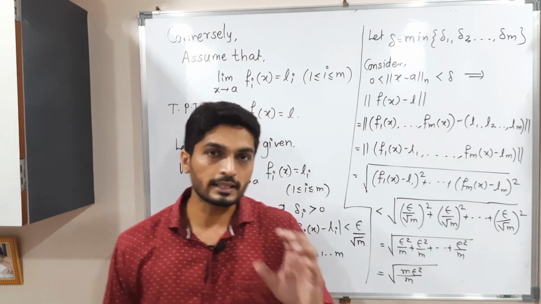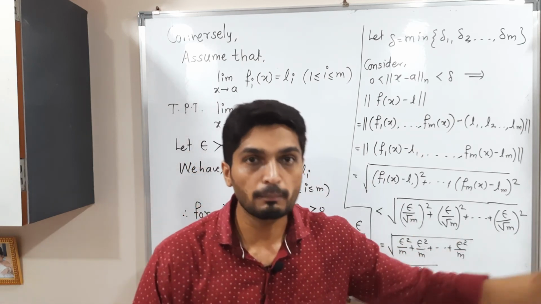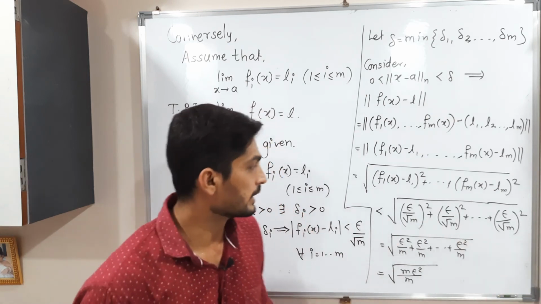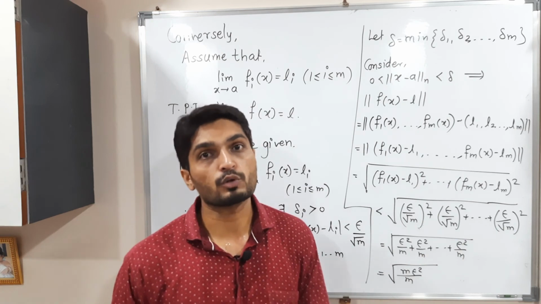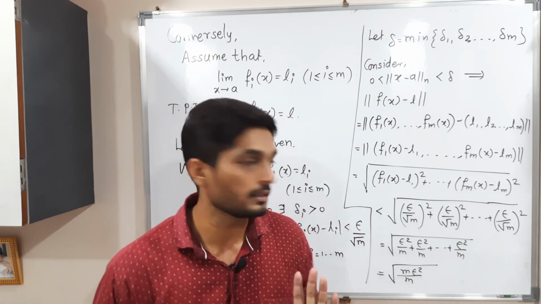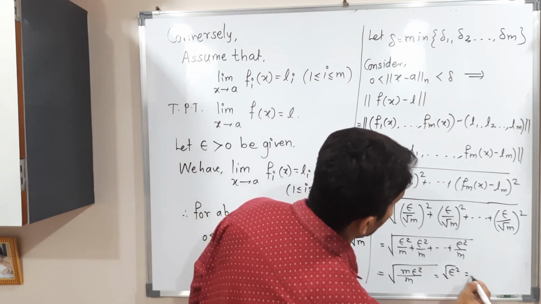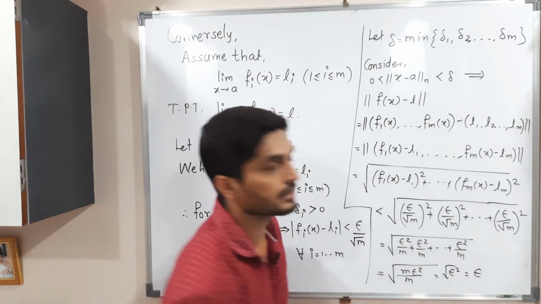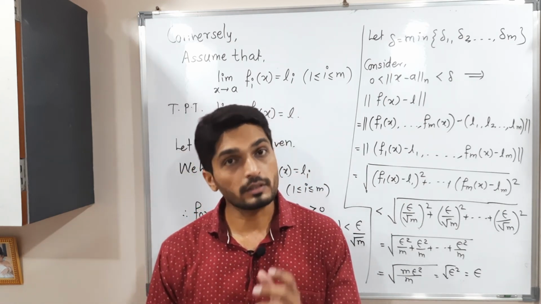Just like apple plus apple plus apple, if you repeat 10 number of times, you will have 10 apples. Similarly, epsilon squared by m is repeating m number of times. So that's why I could write m epsilon squared by m. What will happen? The m will get cancelled and simply we will have root epsilon squared. So the epsilon squared and square root will cancel and we got epsilon. Okay, so that was the required thing.